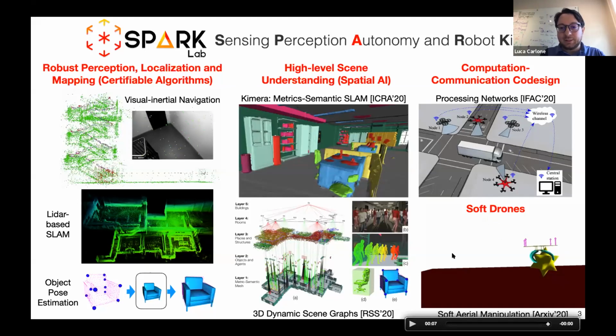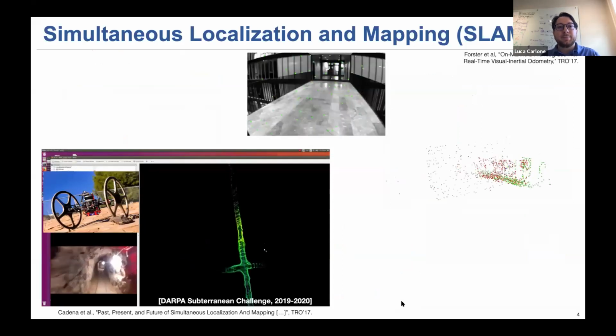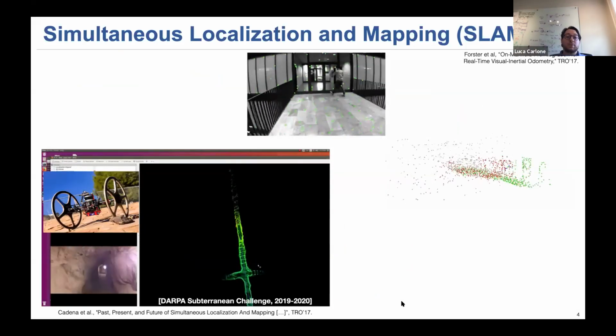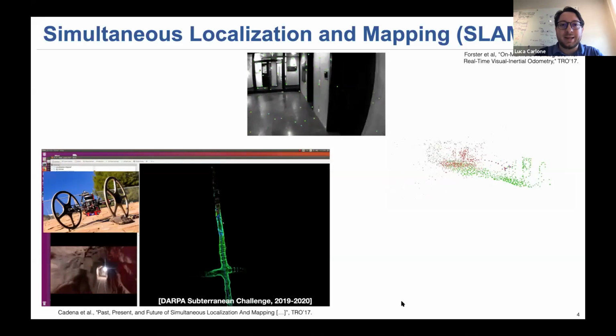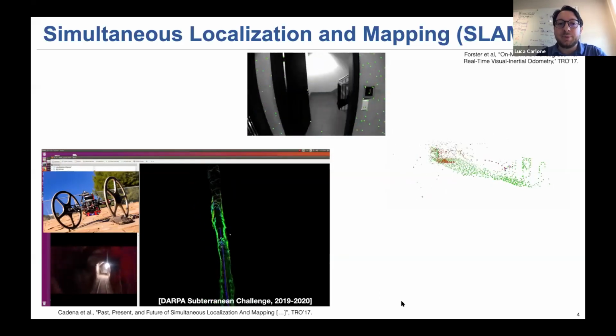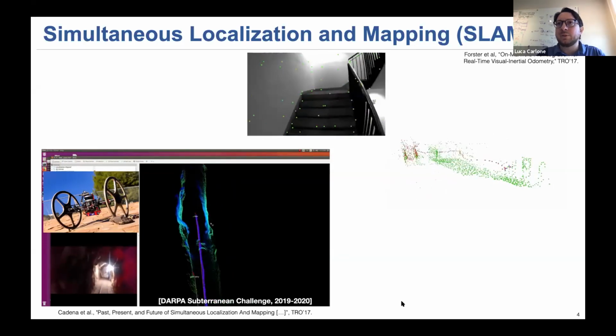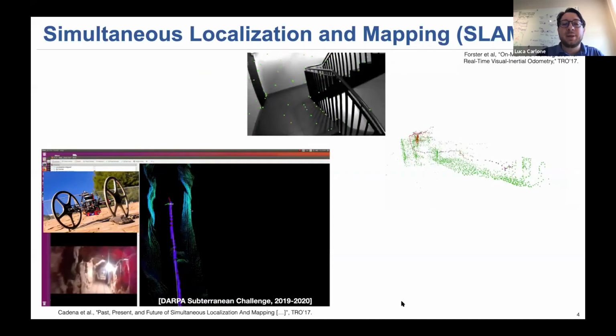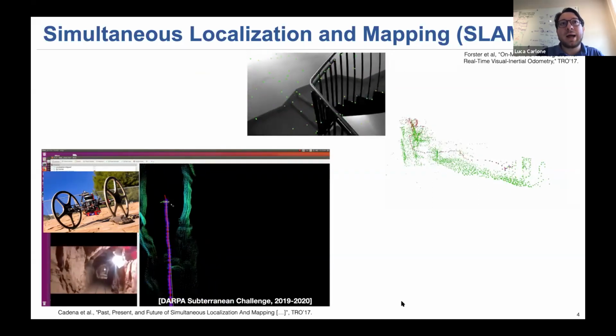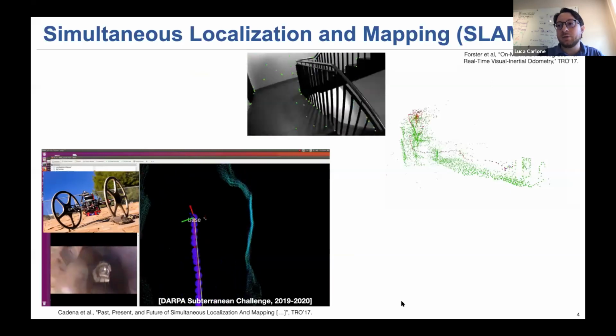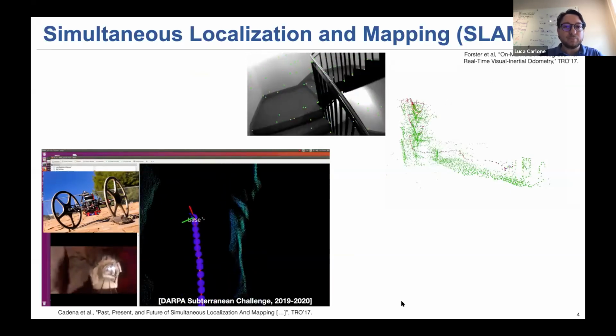So the truth is that I started this investigation as a student, and at the time I was working a lot on SLAM, simultaneous localization and mapping. And for this talk, we're going to use SLAM as a running example to show how easy it is to use this idea of relaxations.